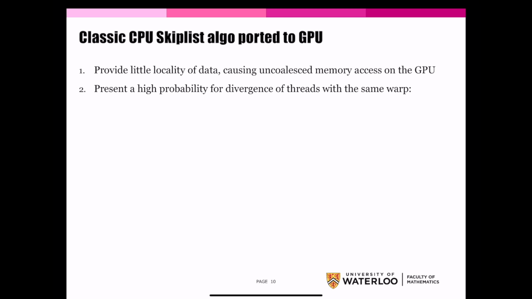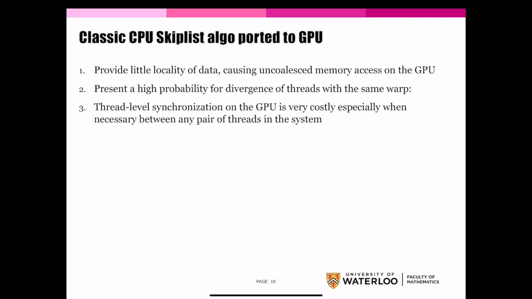Each thread that operates on a different key will have a unique traversal order, potentially causing many branches between the threads. Thread level synchronization on the GPU is very costly, especially when necessary between any pair of threads in the system. The units between GPU and CPU are different. CPU uses threads as units, while GPU uses warps as units.